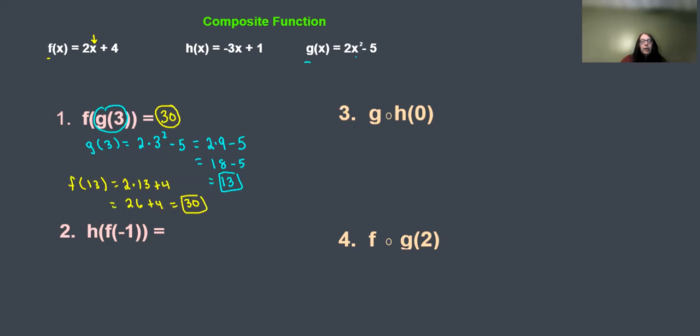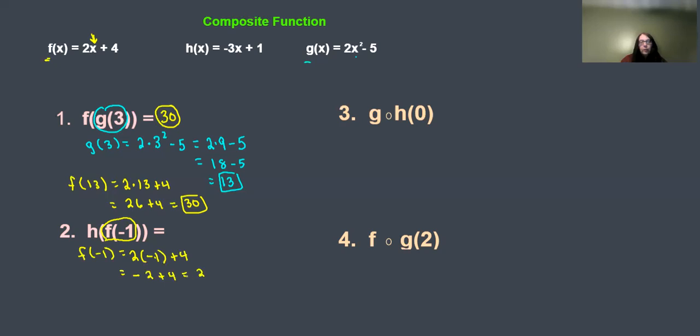So number 2, it says h of f of -1. So what are we going to do first? The inner parentheses, the f of -1. So f of -1 equals, I'm going to go to my f function up here, and where I see an x, I'm going to put -1. So it's 2 times x, which is -1, plus 4. A positive times a negative is a negative. 2 times -1 is -2. Plus 4 is 2.